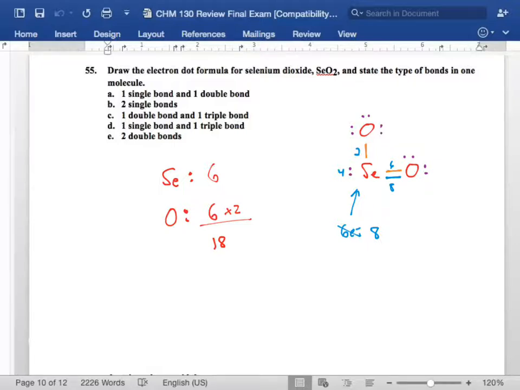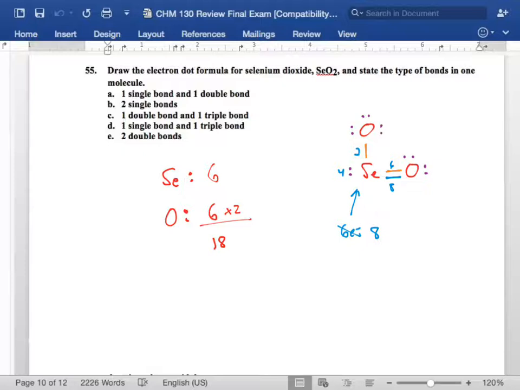Okay? Now we can answer the question. One line means a single bond. 2 lines means double bond. 3 lines would mean triple bond. Okay? So around the selenium, or actually we don't even need to deal with around the selenium. It just says what are the bonds in this structure? Well, I have a single bond and a double bond.